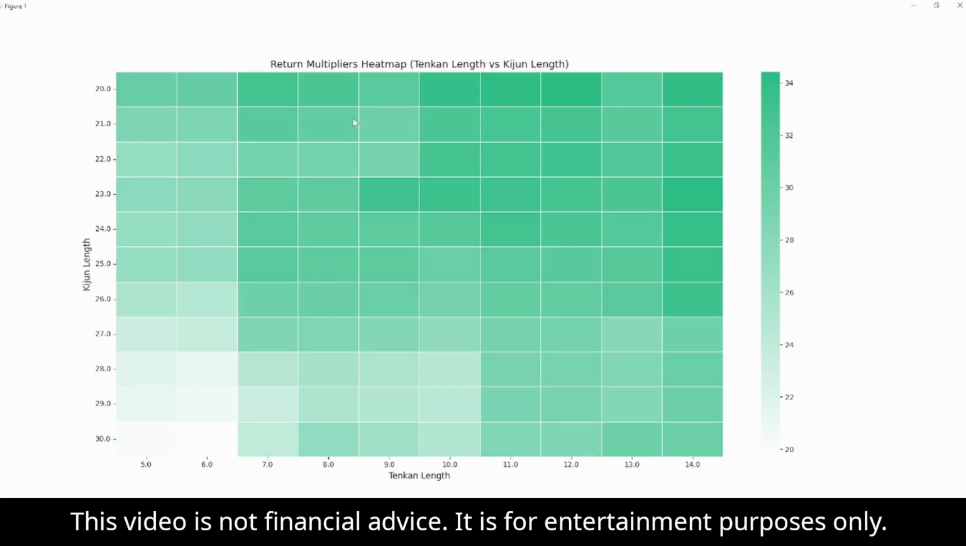So let's look at the return multiplier heat maps. It simply shows the return on your investment.